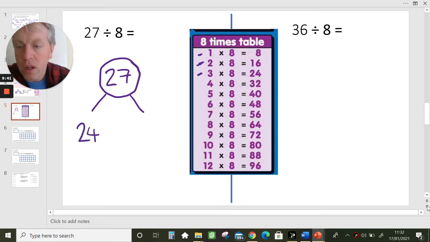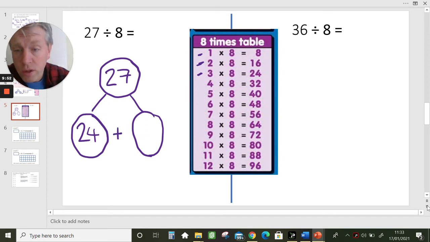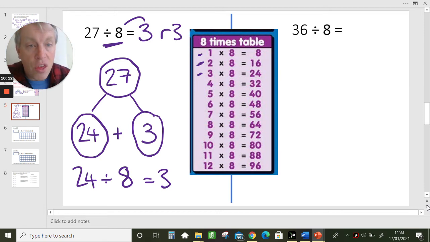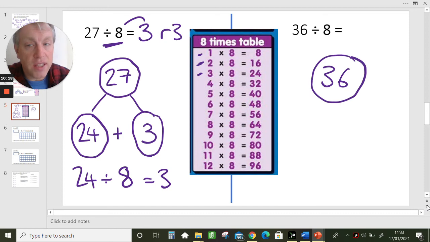Okay. 24, and 24 add how many makes 27? 24 add 3. Remember we're dividing by 8, so we're splitting the 24. 24 divided by 8 equals 3. So it's 3 groups of 8, remainder 3.